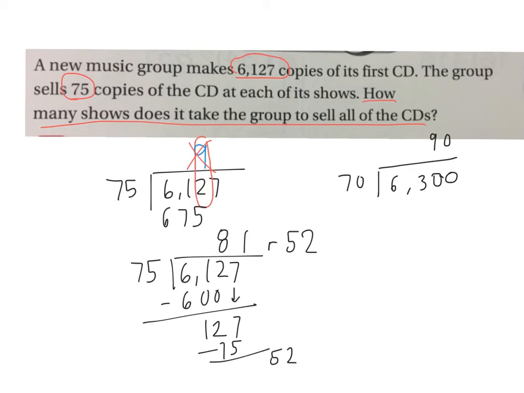Now, does that answer the question? How many shows does it take the group to sell all of the CDs? Will they sell out all of their CDs after 81 shows? How many CDs will they have left over after 81 shows? Adriana? 52 CDs left over. So how many shows is it going to take them to sell out every single last CD? Zara? 82 shows. Okay. Very good.